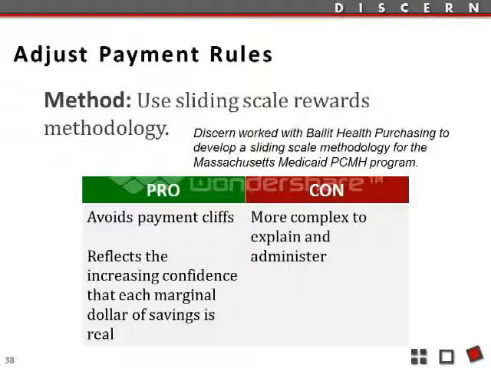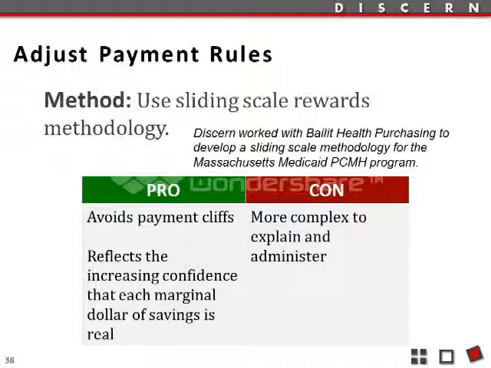So an alternative to that kind of approach is a sliding scale rewards methodology. And here I want to acknowledge work that I did with Michael Bailett at Bailett Health Purchasing, where we developed a sliding scale methodology for the Massachusetts Medicaid PCMH program. You still adjust the shared savings payment based on the amount of savings that the provider organization generates, but you set up the methodology to reflect the increasing confidence you have that each marginal dollar of savings is real.